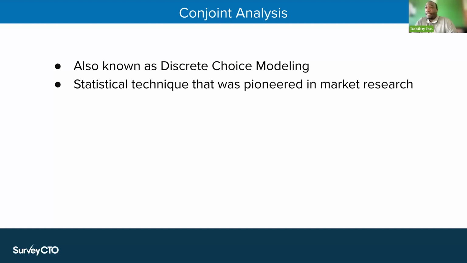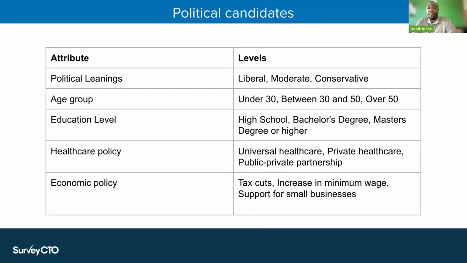All right, so let's look at an example of this, using political candidates. In this example, we are investigating voter preferences for political candidates, based on various attributes of these candidates. It could be their political leanings, their age group, their education level, their health policies, and economic policies. Each attribute has distinct options. For example, liberal or conservative for political leanings. When it comes to healthcare, whether they are for universal healthcare or for private healthcare. So you have all of these different attributes, with different levels for each attribute.